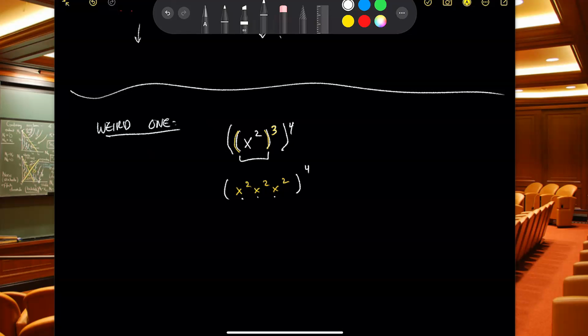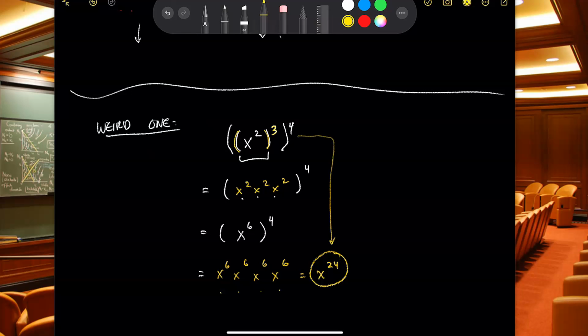So how many x's do I really have? I really have x to the 6th, all to the 4th power. And so what does that really mean? It means I have x to the 6th, x to the 6th, x to the 6th, x to the 6th, which is how many x's all day? It's 1, 2, 3, 4, x to the 24. Okay. So again, ask yourself, how could we get from here to here? What's the relationship between this expression and the simplified answer?